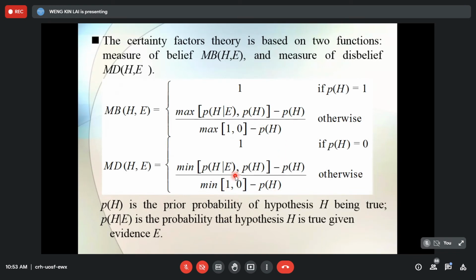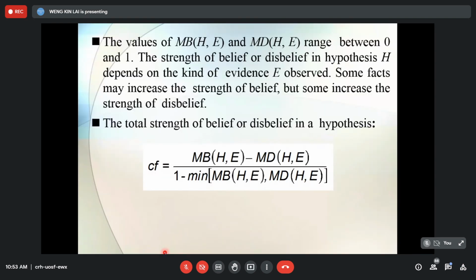And then the reverse is also true for the other part. That is the minimum, the smaller of the two values here, minus the prior probability of the hypothesis H. So this one actually explains what each of these symbols represents. This is your prior probability of hypothesis H being true, P of H. And this is the conditional or posterior probability that hypothesis H is true, given that evidence E is true.